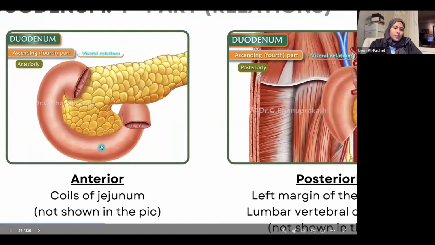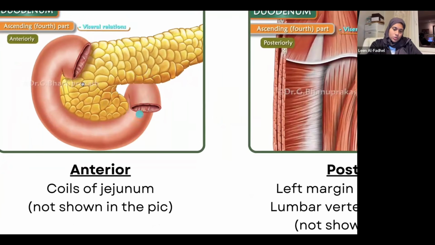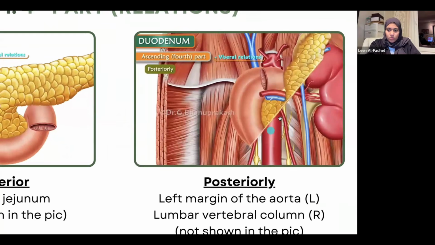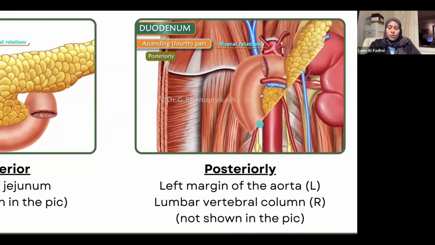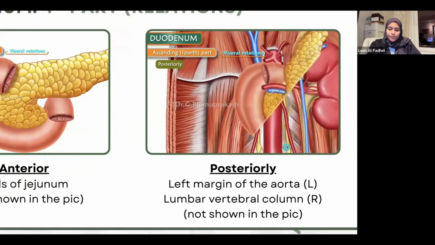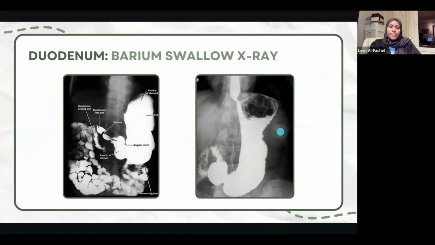Relations. So anteriorly, what do you find? Coils of jejunum. So just imagine jejunum over here. You cannot see it. Posteriorly, you find the left margin of the aorta. So this is the aorta, so the left margin of the aorta. The lumbar vertebra, which is all the way, you can barely see it. This is the lumbar vertebra in the back.